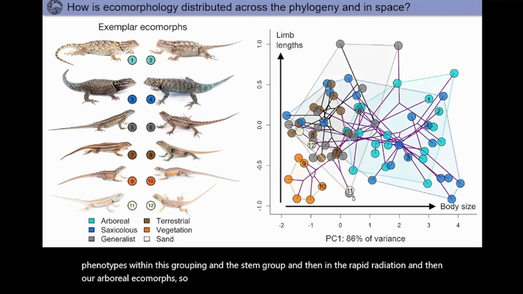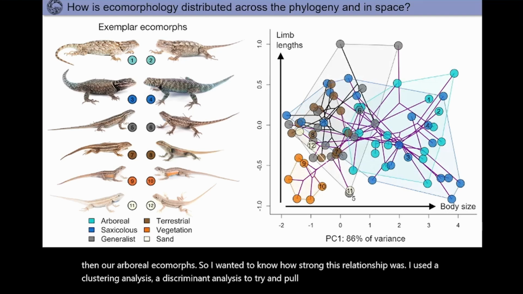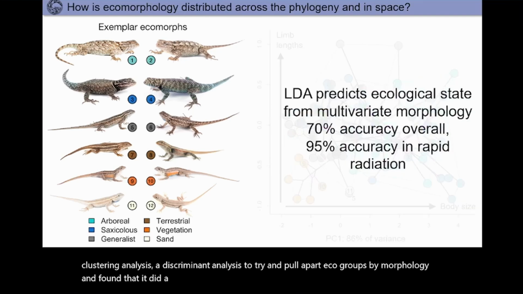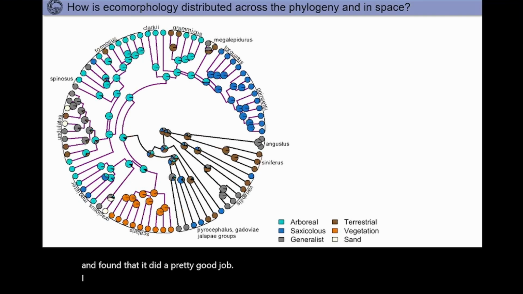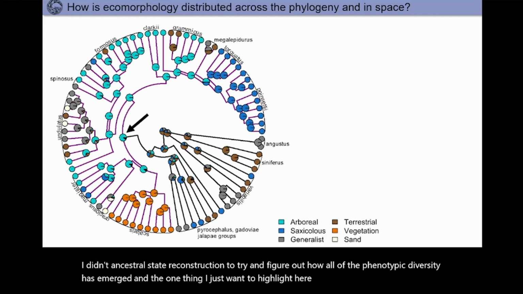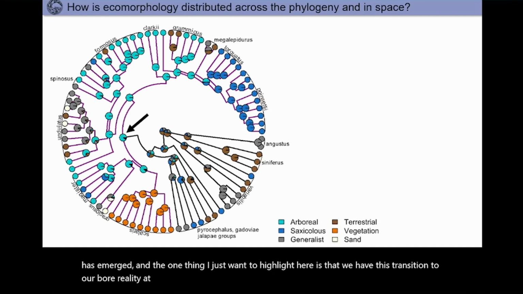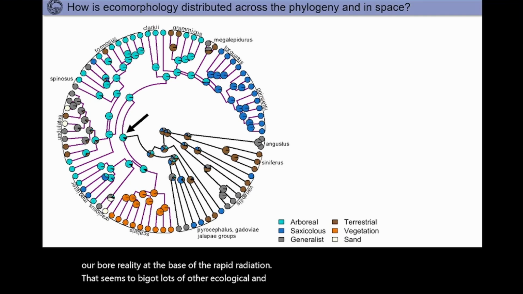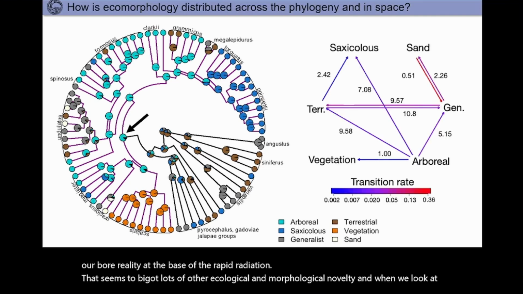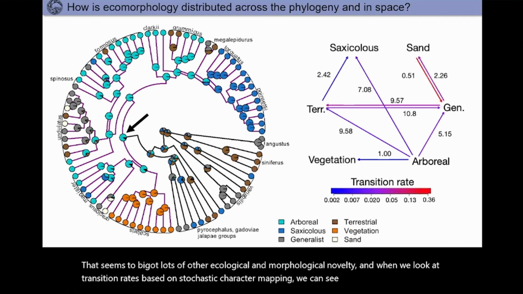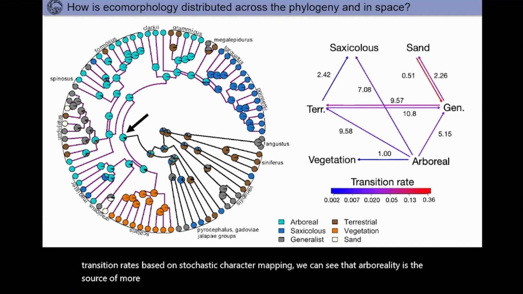So I wanted to know how strong this relationship was. I used a clustering analysis, a discriminant analysis, to try and pull apart ecogroups by morphology and found that it did a pretty good job. I did an ancestral state reconstruction to try and figure out how all of this phenotypic diversity has emerged. And the one thing I just want to highlight here is that we have this transition to arboreality at the base of the rapid radiation that seems to beget lots of other ecological and morphological novelty. And when we look at transition rates based on stochastic character mapping, we can see that arboreality is the source of more transitions to every other ecomorph than any other group.